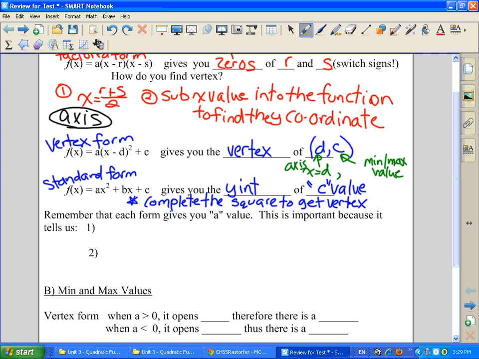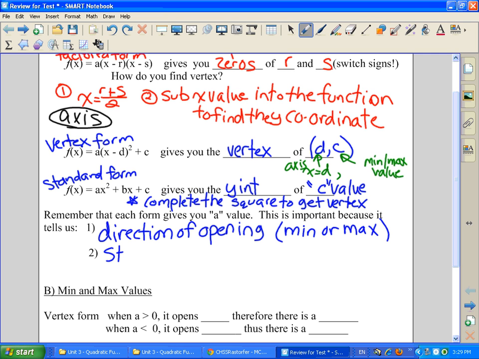Now, next one. It says, remember that each form gives you the a value. This is important because it tells you the direction of opening, which also will tell you if you have a minimum or a maximum. And what's useful when we're graphing, it tells us the step pattern, which is a times 1, 3, 5, which tells us if we have a vertical stretch or compression. That's embedded in your step pattern.